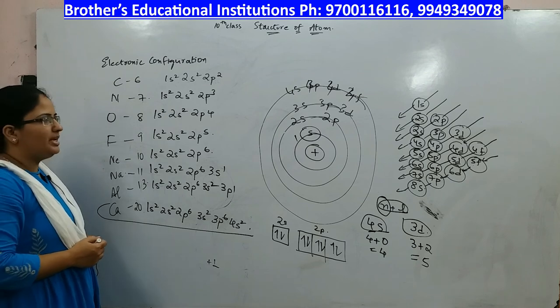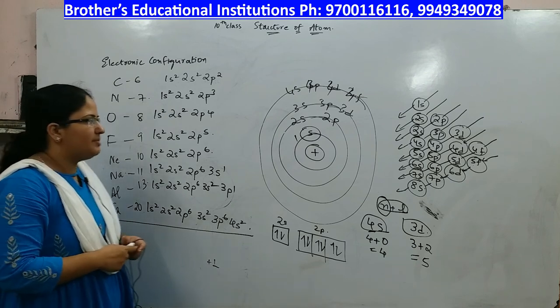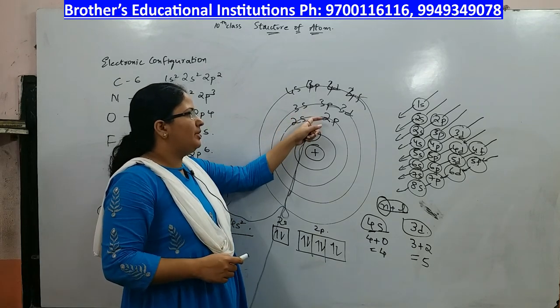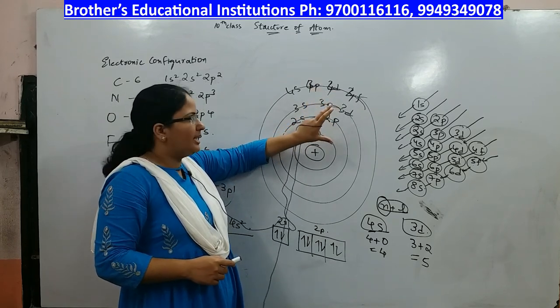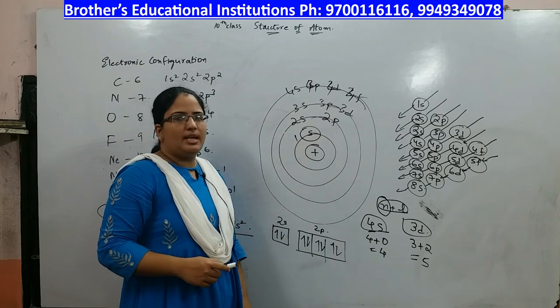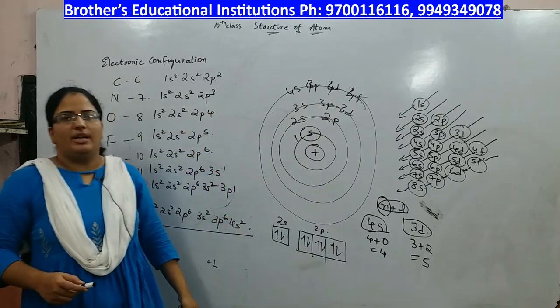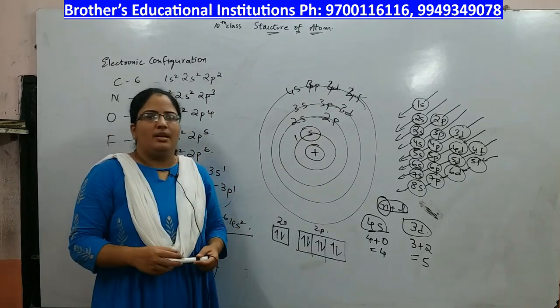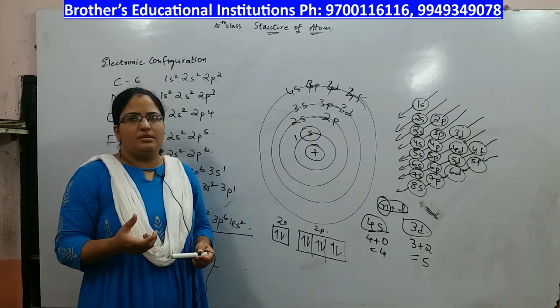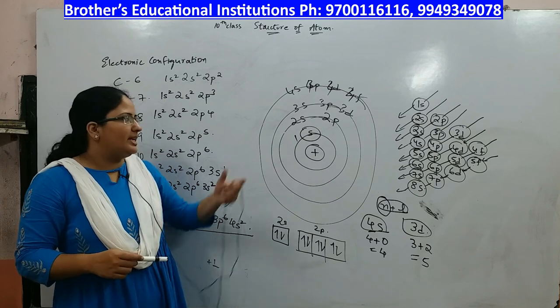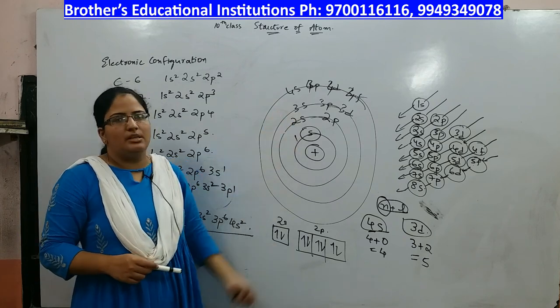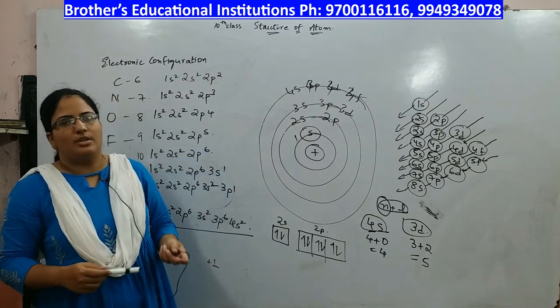I hope the topic is clear. I want you to check the shapes of the s orbital, p orbital, and d orbitals in your textbook. Just look at the shapes of these orbitals. That's an important question. It might come for 2 marks. He might ask you to draw the shapes, or it might even come for 4 marks. So please look into the shapes of the s, p, d orbitals in the textbook.